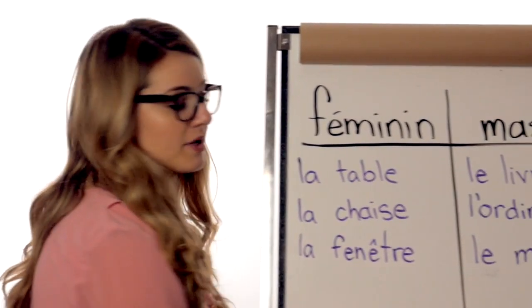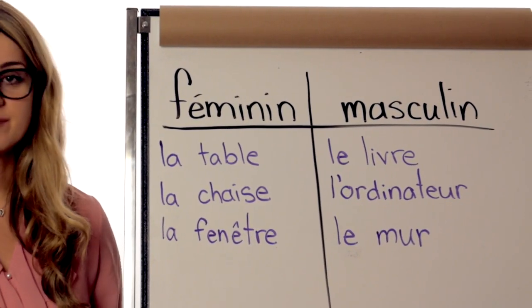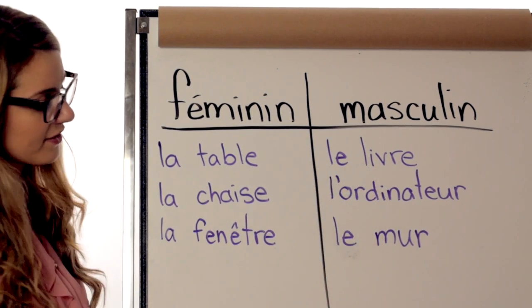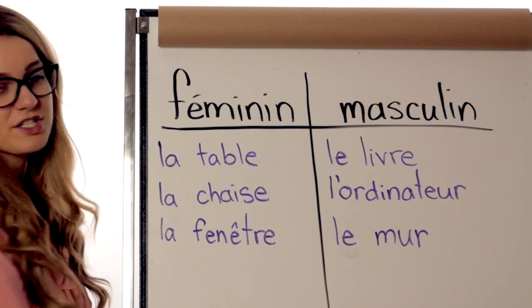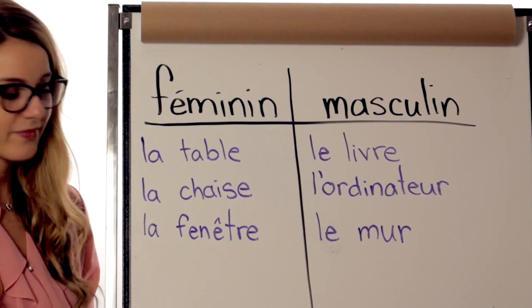Right here are three words, three nouns, three noms that are masculin. Le livre, the book. L'ordinateur, the computer. Le mur, the wall. Okay?